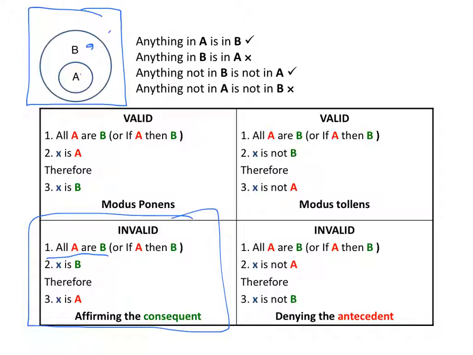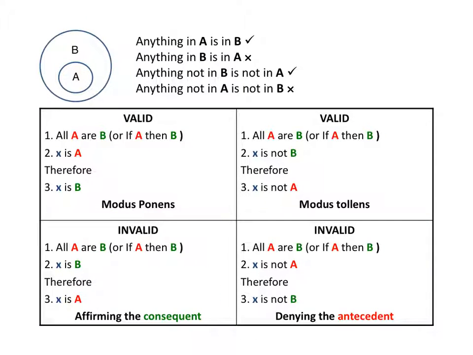The premise is the generalisation that all A's are B's, or if something's A then it's B. Now we're told that something's B, and we deduce that therefore it's A. Well, that's not valid. It doesn't follow, because the B could be one of the things here, a B that's not A.